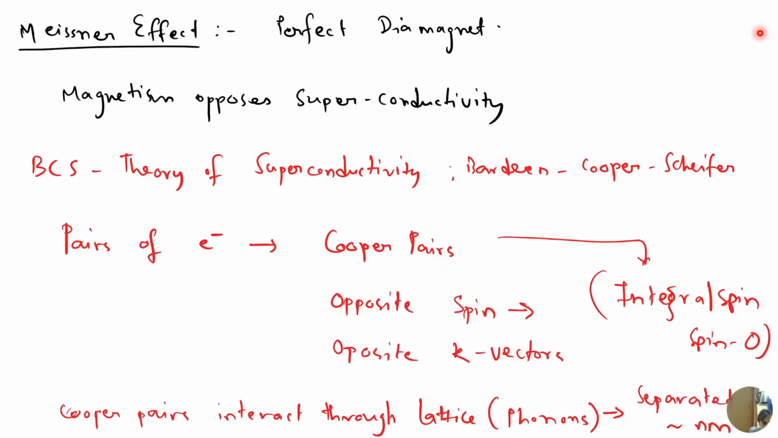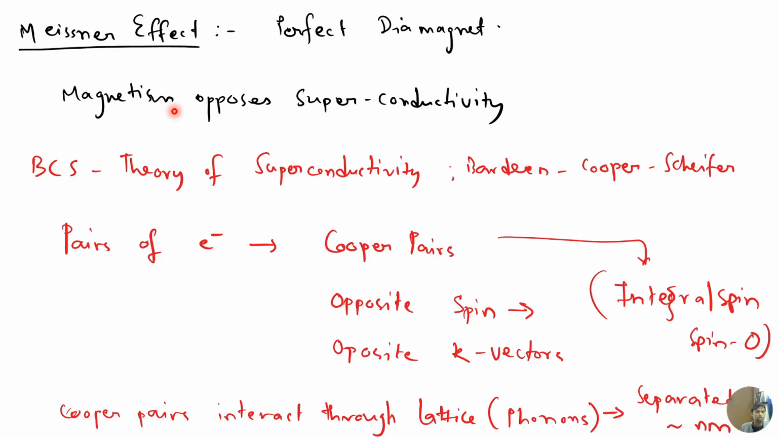There is something called the Meissner effect, which says that a superconductor is a perfect diamagnet. That means it opposes all the magnetic fields into the material. So magnetism will always oppose superconductivity. That means something that is fundamental to magnetism cannot happen in the case of a superconductor, and something that is fundamental to a superconductor cannot happen in the case of magnetism.